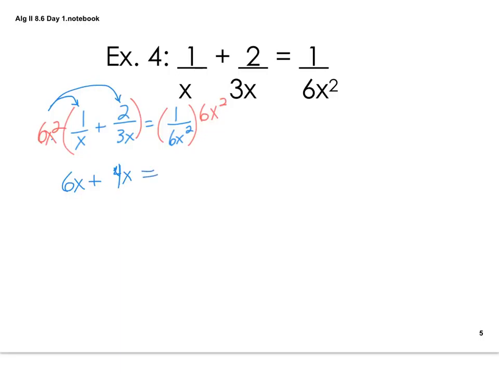On my right-hand side, this cancels out with this, and I end up with a 1. I can go ahead and combine like terms at this stage, so I'll have 10x is equal to 1, and then I can divide both sides by 10, and x is equal to the fraction 1 over 10.